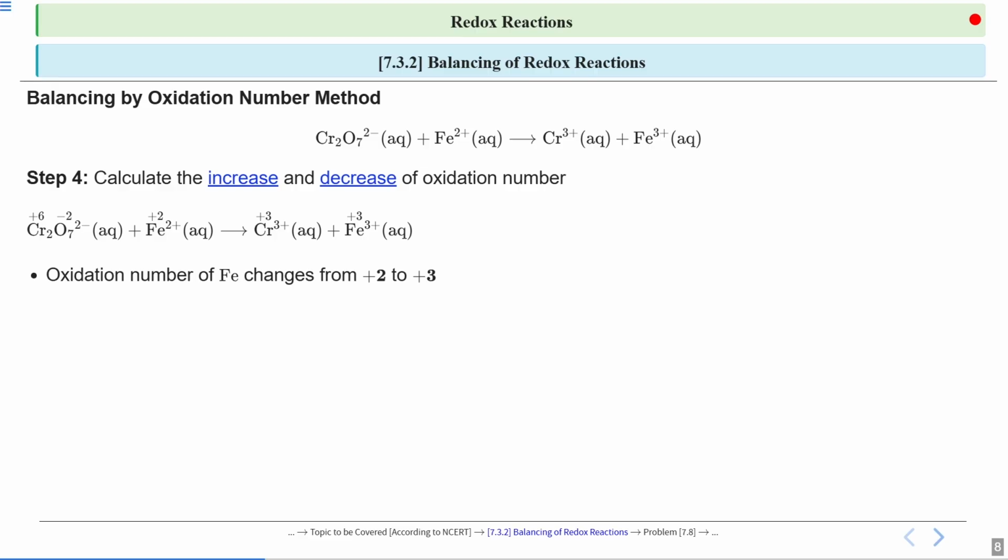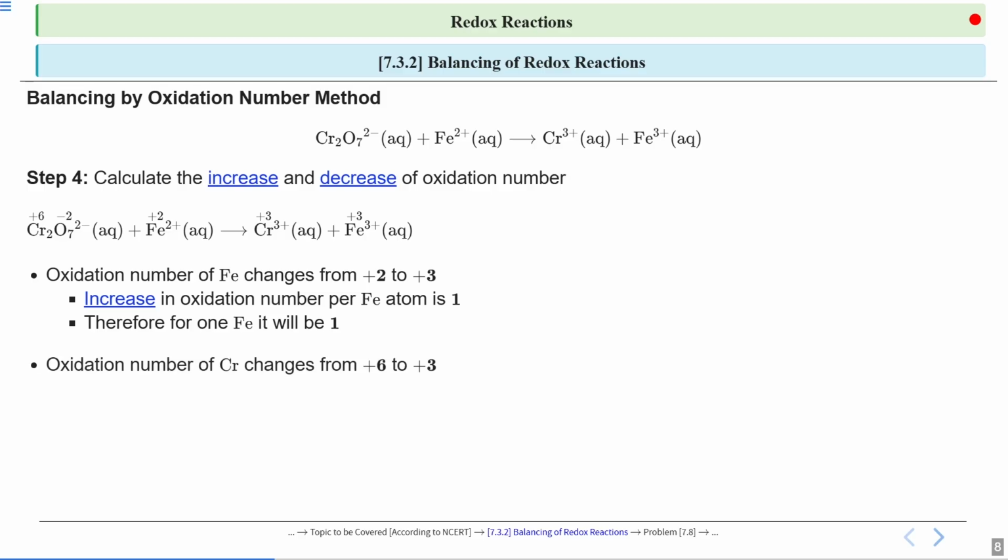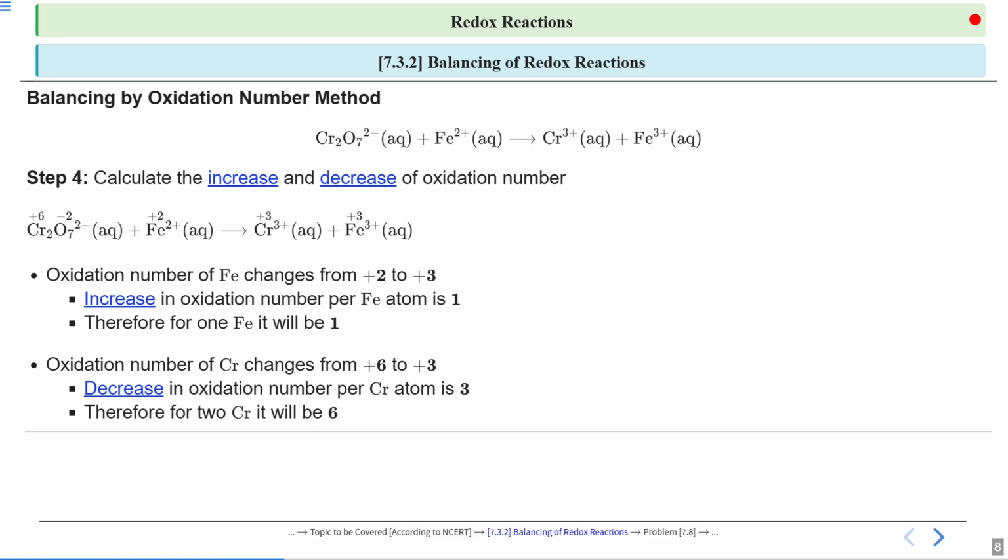And how much has it increased? It has changed from plus 2 to plus 3. That means it has increased by 1. Therefore, we can say that the increase in oxidation number per iron atom is 1, so for 1 iron it will be 1. And now if we consider the oxidation number of chromium, as it has changed from plus 6 to plus 3, this means that there is a decrease in the oxidation number per chromium atom, that is 3. Therefore, for 2 chromium atoms it will be 6.